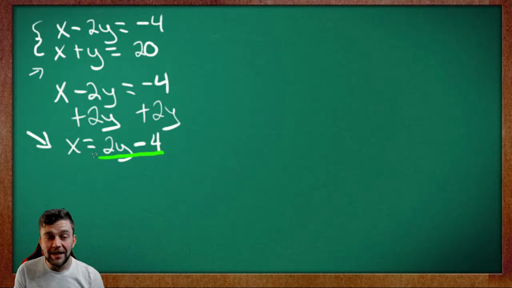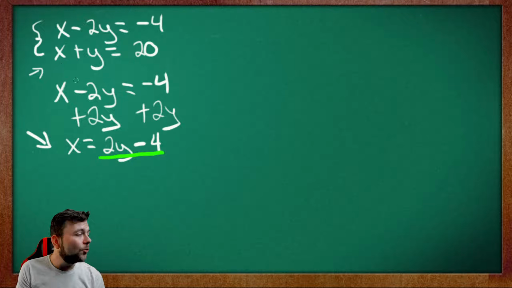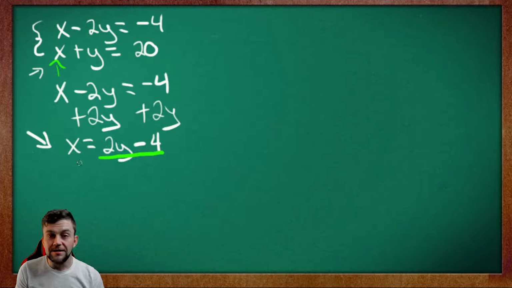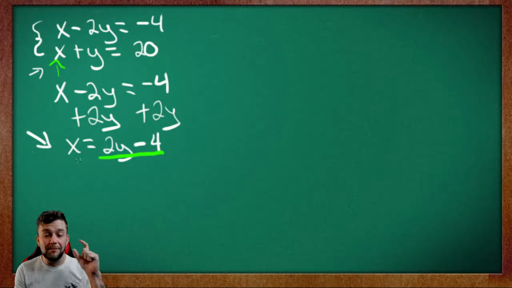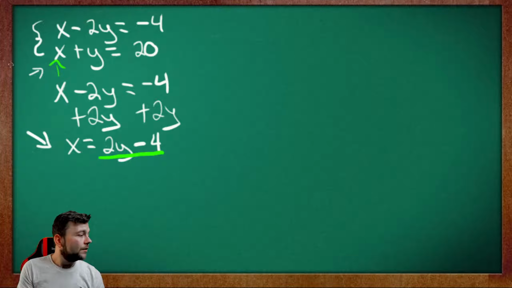x is 2y minus 4. So we can plug in the 2y minus 4 for the x. They are the same thing. I'm making that statement. They are the same, okay? So let's go ahead and just do that.